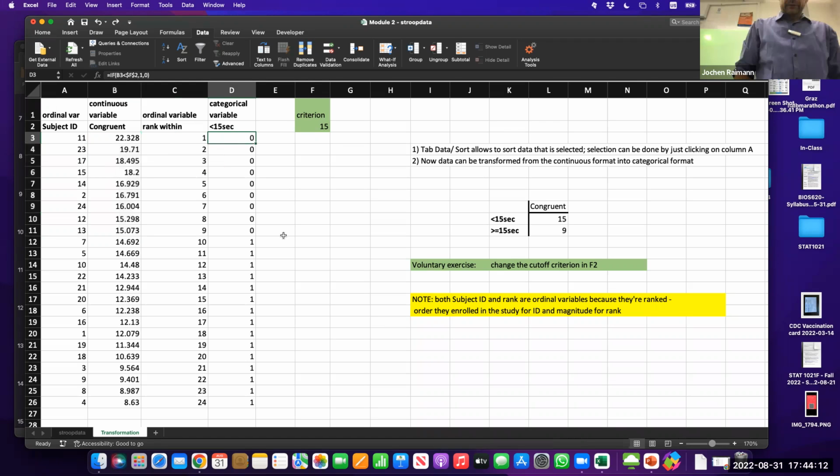And this is where I want to talk a little bit about Excel. And this is a little bit of an interesting formula. So we have here on F2 the value of 15. This is our distinguishing factor. So we want to know everybody who, yes?